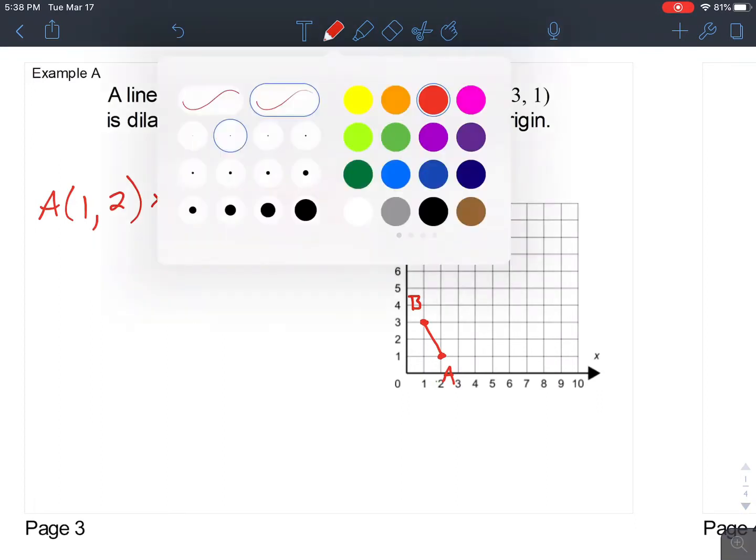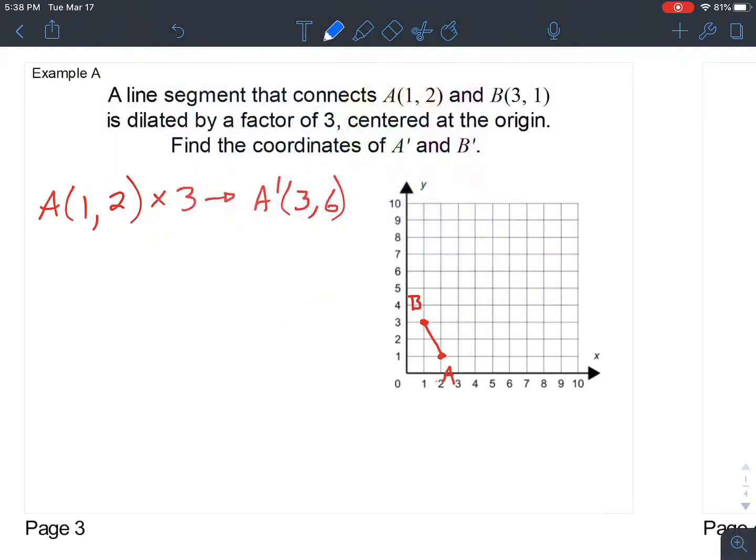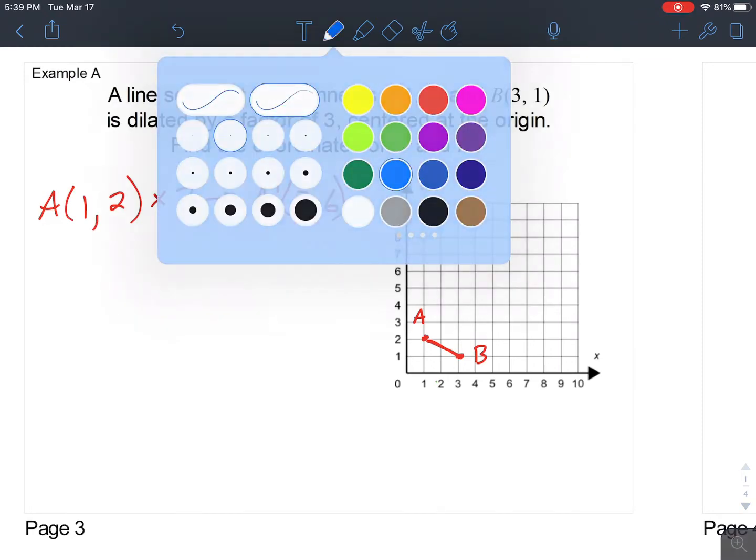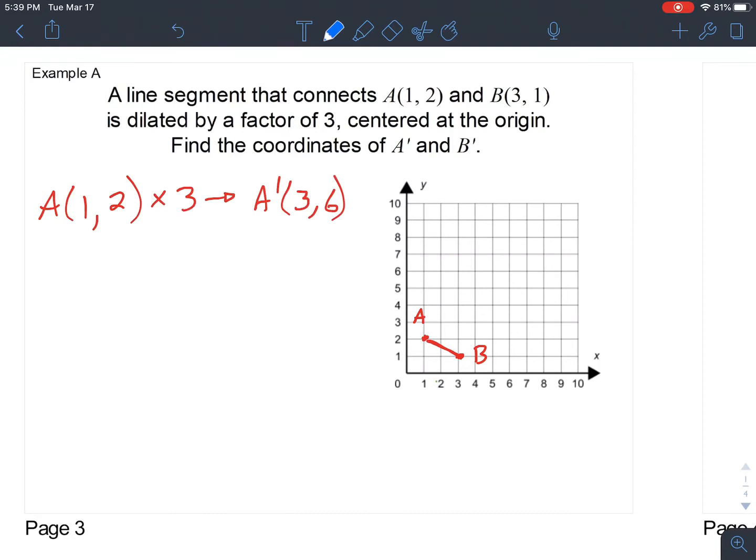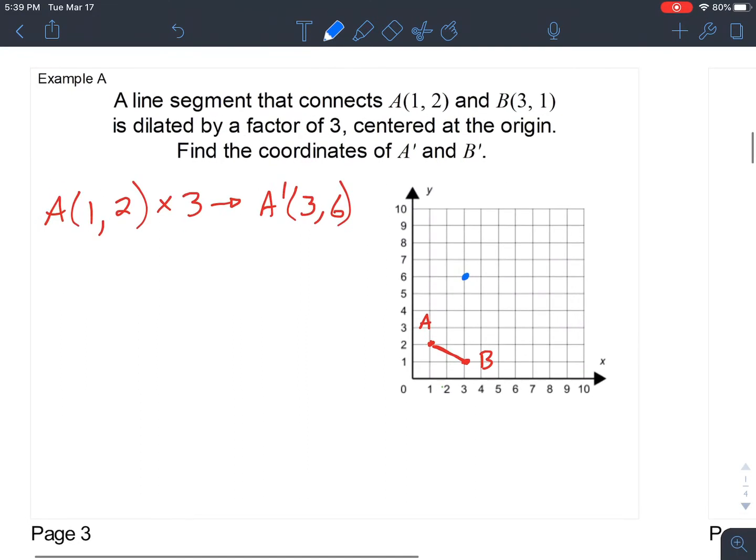So that will then go, I'm going to draw in blue, 3, 6. Oh, I'm sorry, I drew the wrong point for A there. We have 1, 2 and 3, 1. I'm sorry, I had those switched around. Okay, so there we go. So there is where AB is supposed to be located, and then for A prime, 3, 6 is located up there.